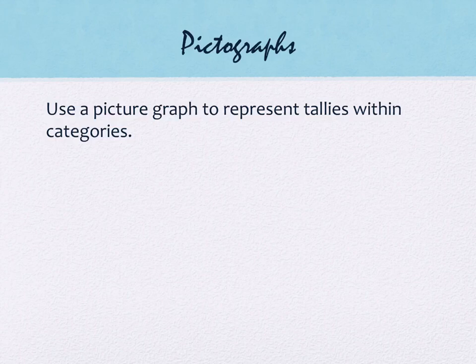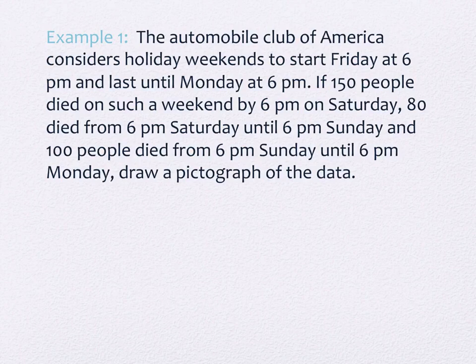We're going to do an example that's maybe not quite so first grade appropriate because it's kind of sad. This is example 1. The Automobile Club of America considers holiday weekends to start Friday at 6 p.m. and last until Monday at 6 p.m. If 150 people died on such a weekend by 6 p.m. on Saturday, 80 people from 6 p.m. Saturday to 6 p.m. Sunday, and 100 people from 6 p.m. Sunday to 6 p.m. Monday, draw a pictograph of the data.